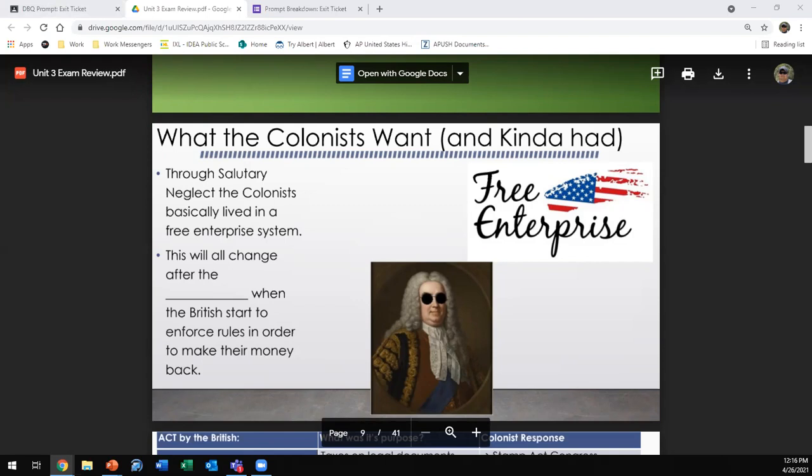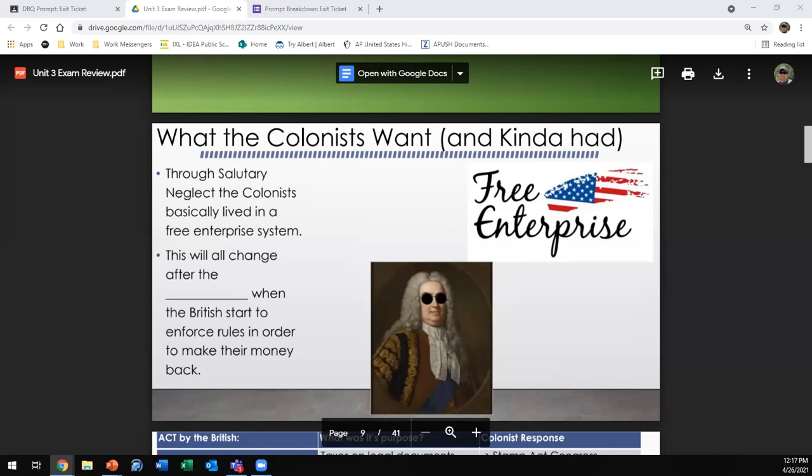Yes. So free enterprise is where the government does not get involved in the economic endeavors of the nation, right? They stay off, hands off. Now, the colonists are able to enjoy free enterprise for most of their existence as a colony. They're able to smuggle, do whatever they want, buy whatever they want, sell whatever they want. Government is not involved, though, in free enterprise.